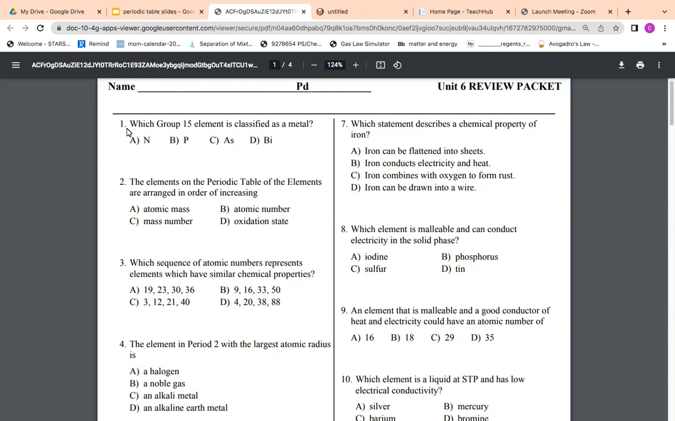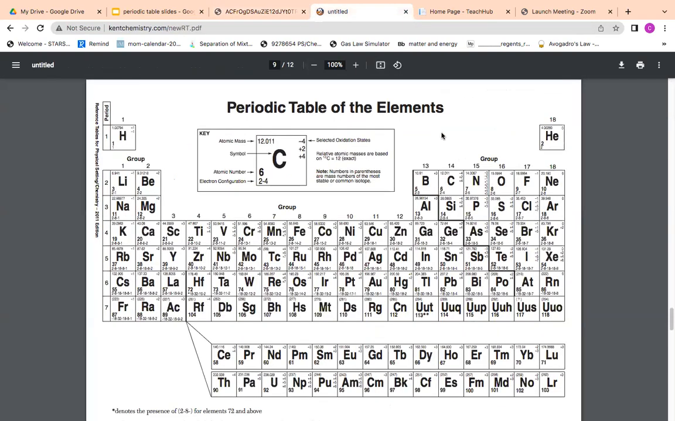So number one, which group 15 element is classified as a metal? So I'm just gonna go over to my reference table. Feeling pink for this video. So we're going to group 15. And again, they're asking which one is classified as a metal.